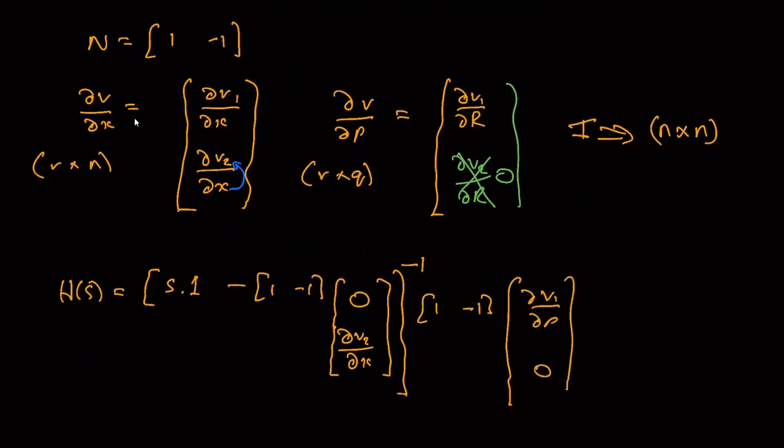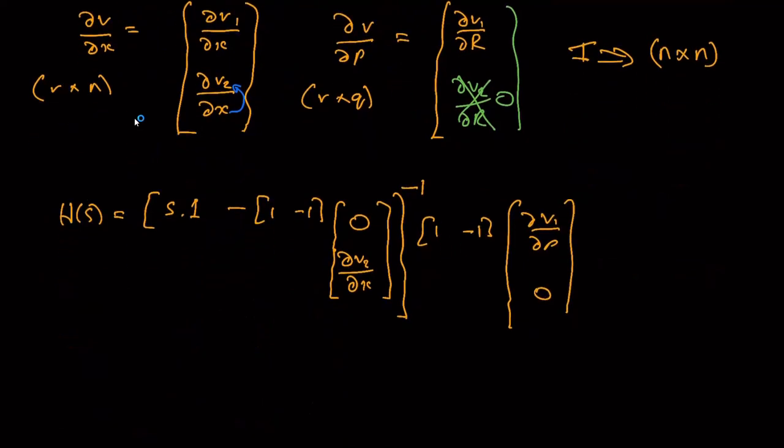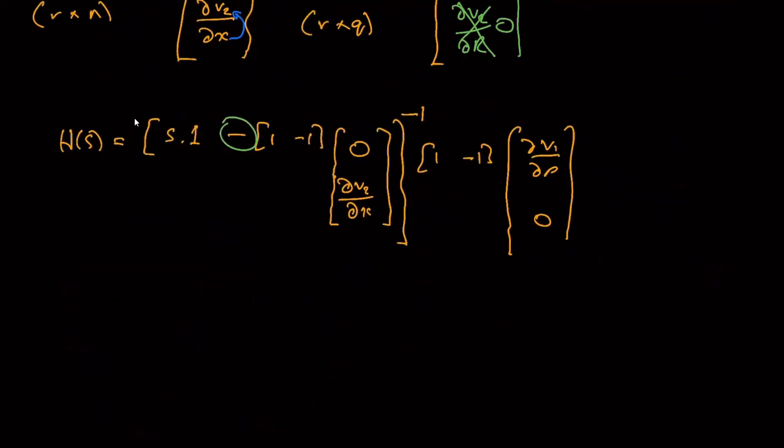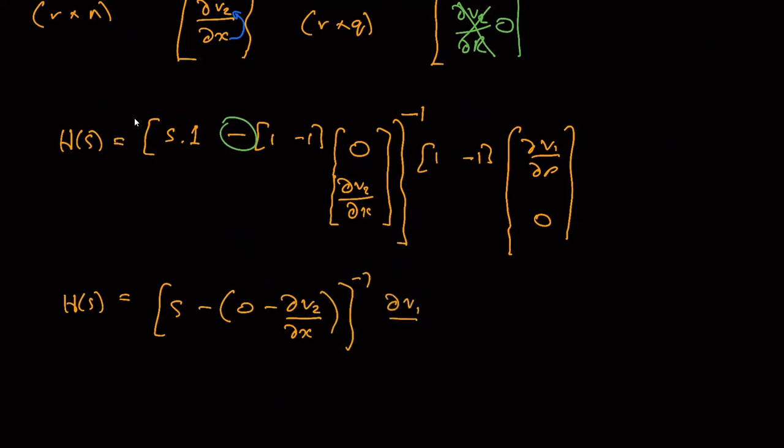Now I just multiply this out. Don't forget this minus here, which is easy to forget. Let me write it out, at least halfway anyway. So h of s equals the bracket of s minus 0 minus dv2 by dx, inverse of, and then it's dv1 by dr. So this piece here comes from this multiplication, and this piece here comes from this multiplication.